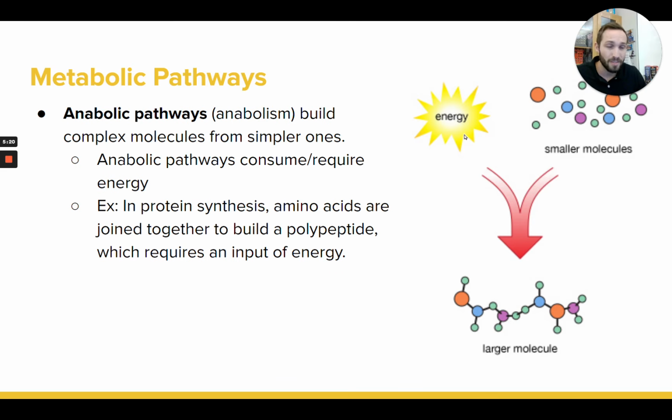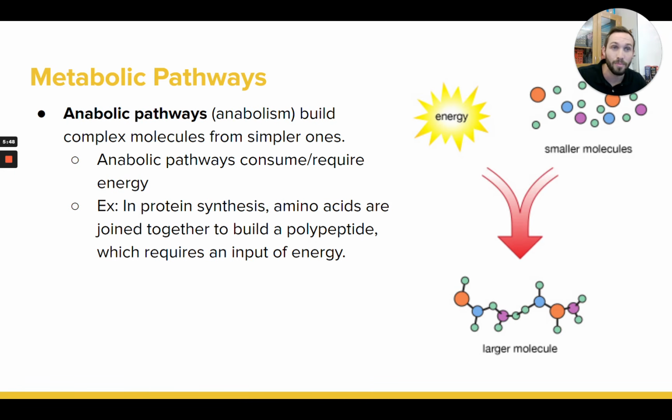And there's lots of examples of this. One example, just to give you one, is protein synthesis. That's when proteins are being made. And to build a protein, as we learned, you've got to take amino acids, which are these small monomers, and link them together to build a large polypeptide that folds up into a protein. So taking those smaller amino acids and putting them together into a large protein would be an anabolic process or a part of an anabolic pathway.